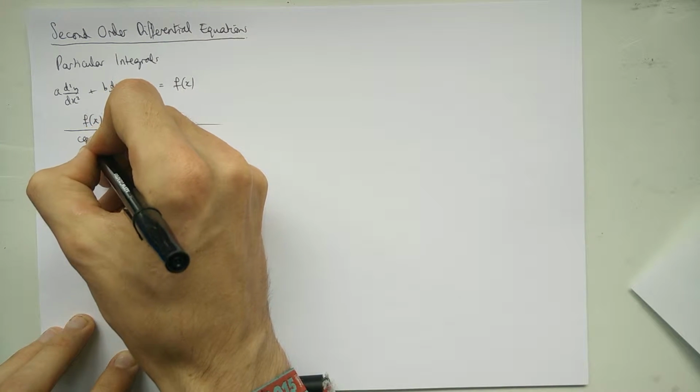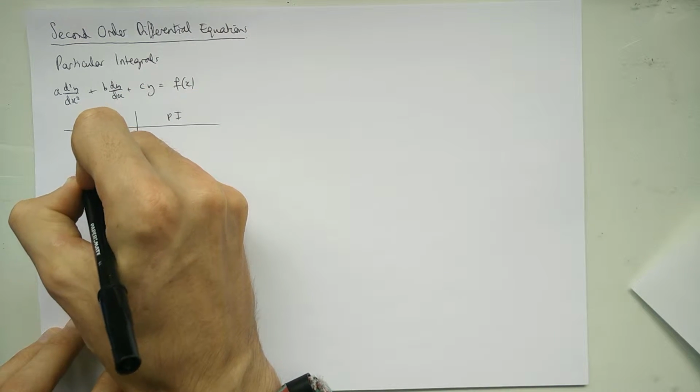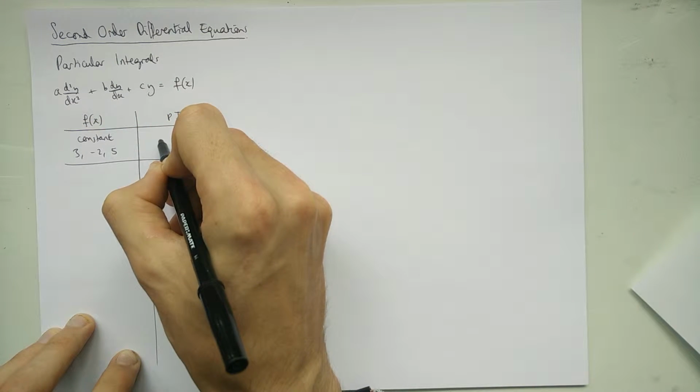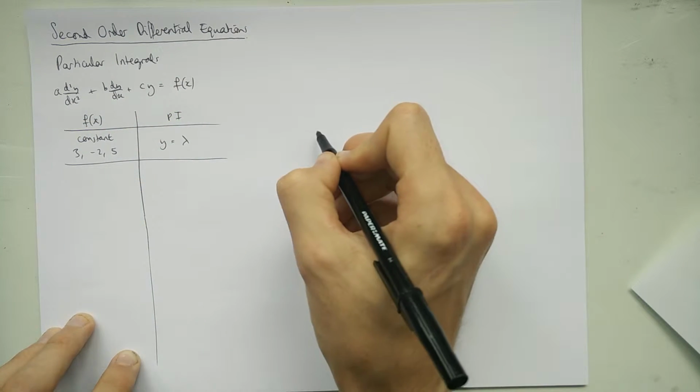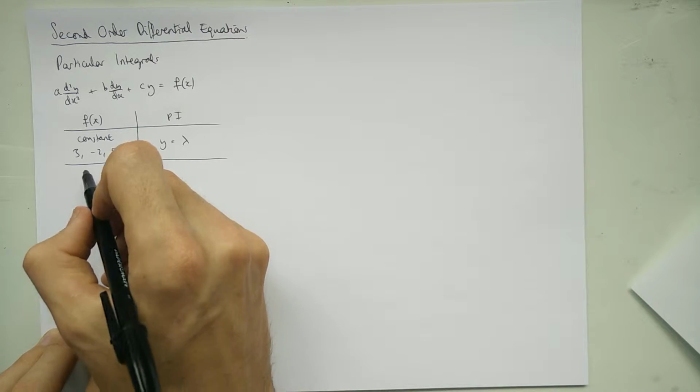So the first kind of function of x you may see would be just a constant, a number over here, something like a 3 or a minus 2 or 5. If that's the case, the particular integral is just a constant, lambda. The idea is you work out what the lambda is by doing the method, we'll see that later.